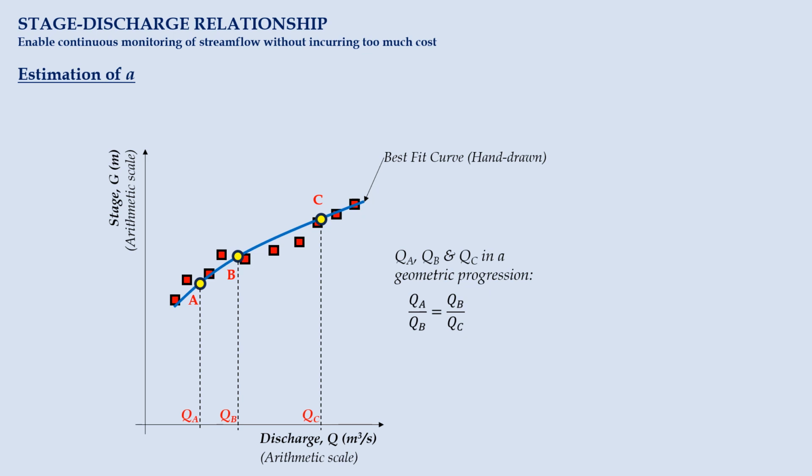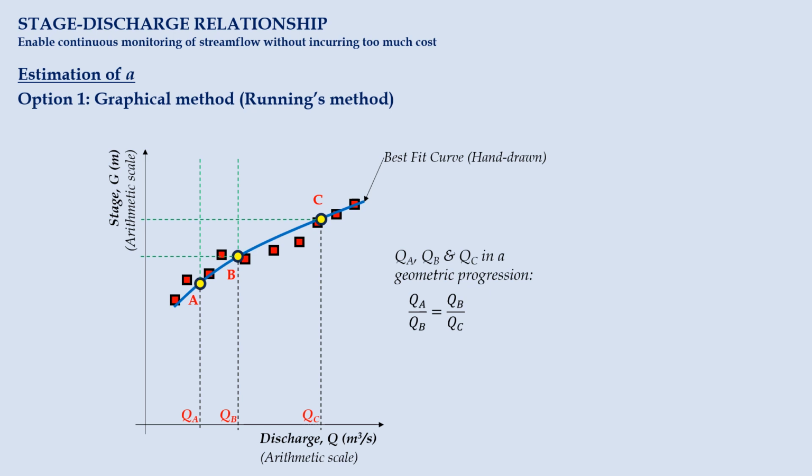Then, 3 points, namely A, B, and C, need to be selected. The value of discharge associated with these points should be in a geometric progression. For instance, the ratio of discharge at A to B equals to the ratio of discharge at B to C. From here, we have two options to proceed.